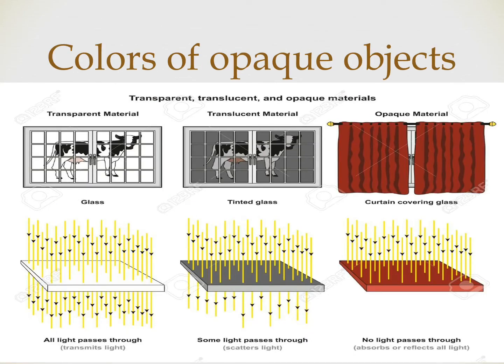Colors of opaque objects. When white light hits an opaque object, some colors of the light are absorbed and some are reflected. The question is, which light is reflected, which light is absorbed? The light that actually reaches your eye is the light that is reflected. The shirt reflects red light and absorbs all the other colors. So you see the shirt red. What about the green leaf? The green leaf reflects green light and absorbs all the other colors. So you see the leaf green.